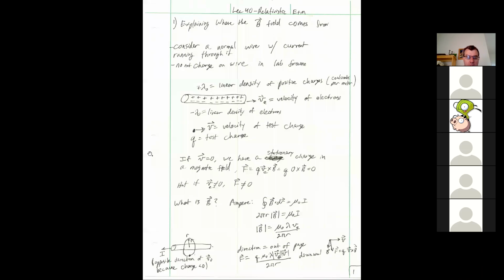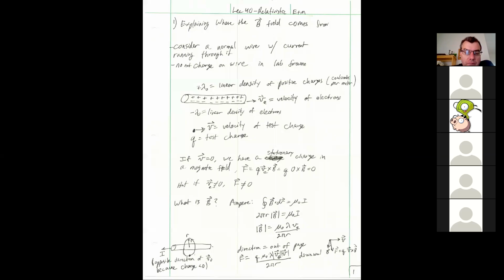So let's consider a perfectly mundane wire, and it's got a current running through it. There's no net charge on the wire. Even though there's no net charge, there are charges, of course. There are the positively charged nuclei, which are standing still, and also the inner shell electrons, although they're moving, they're not going anywhere. They're just orbiting the nuclei. It's only the outer shell electrons that are able to travel in a current.